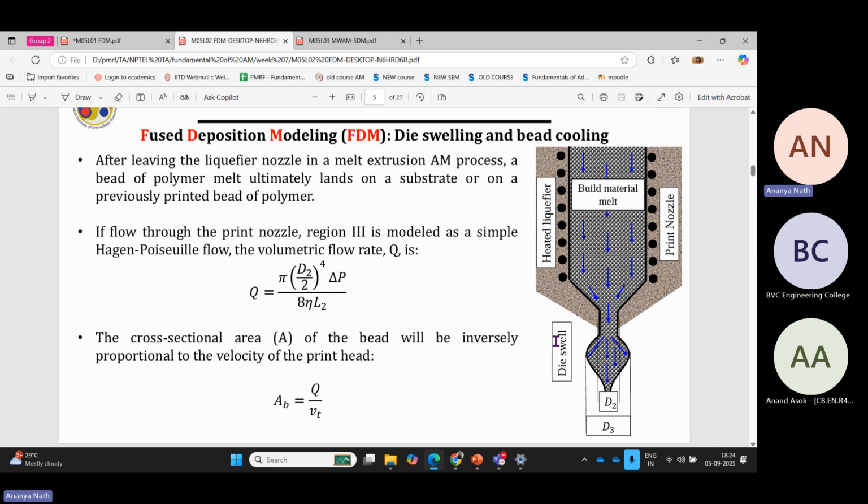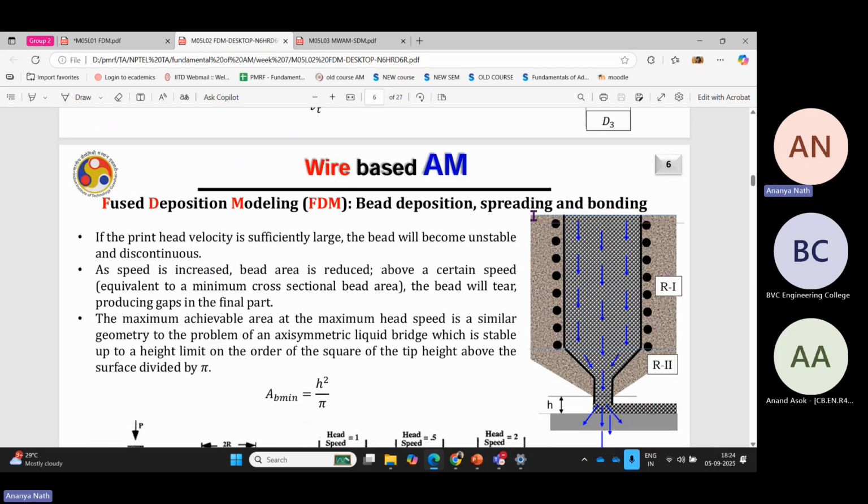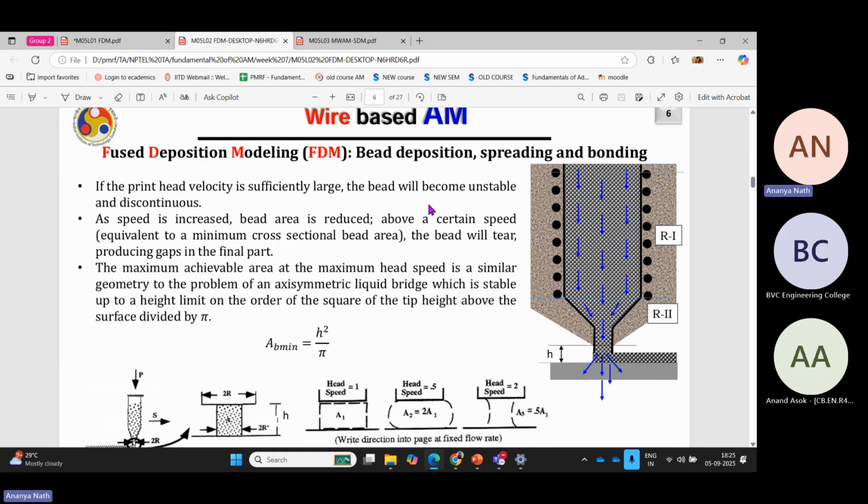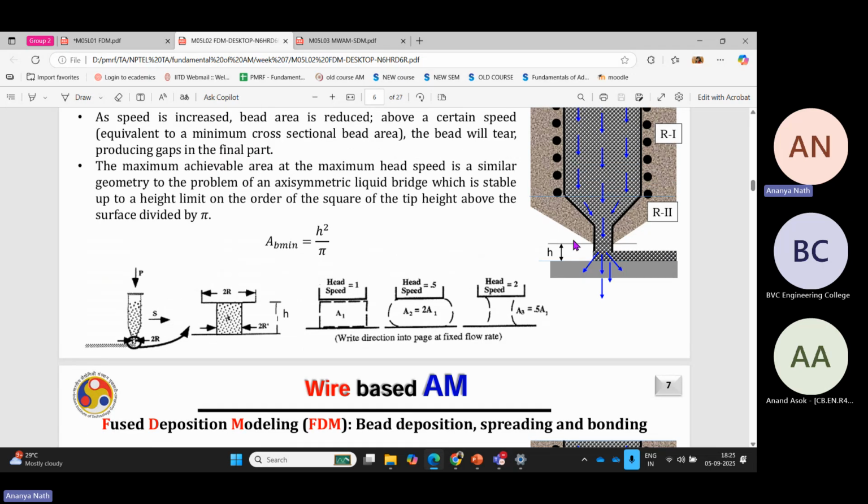This is the printing nozzle. So you have to find out how much will be the flow rate of the melted wire coming out of the nozzle using this equation. Now there is something called bead ironing. So what is bead ironing?